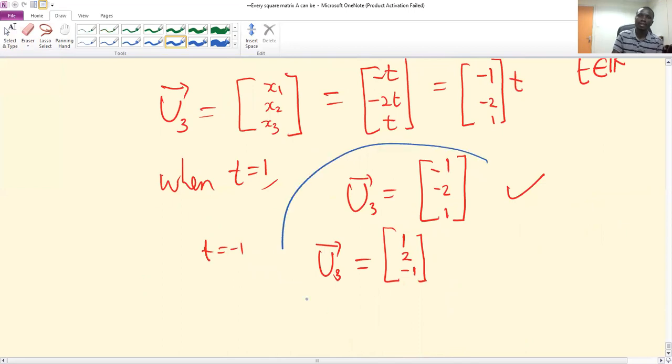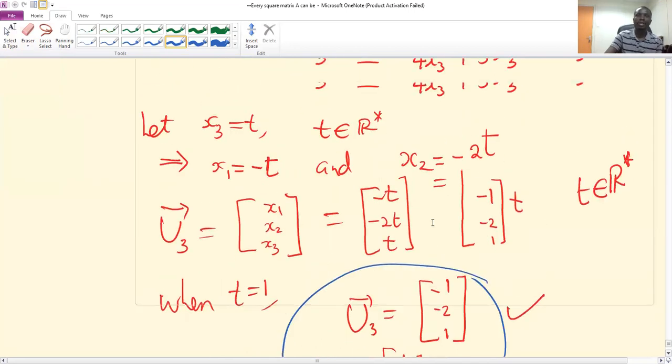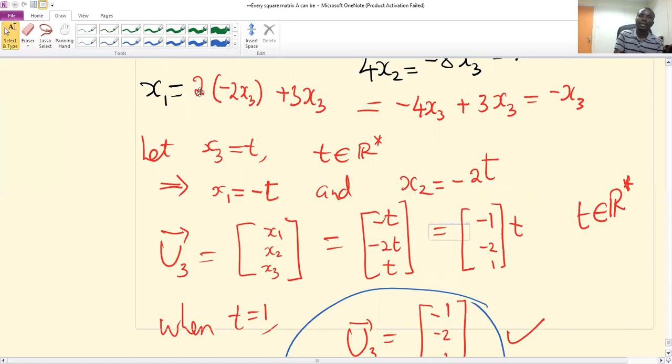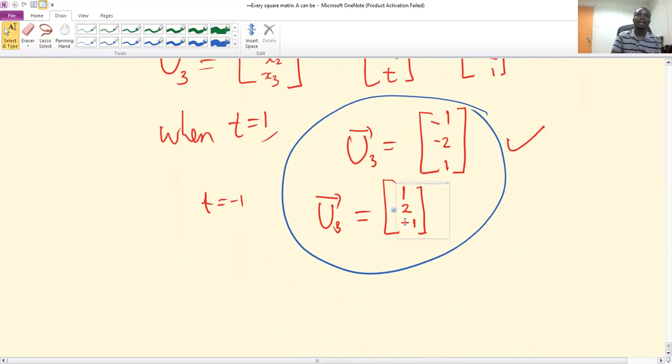To explain that these two are actually correct, from this point here, when you say x1 equals minus x3, and then I fixed x3 to be t, you can as well interpret the same thing as saying x3 is the same as minus x1. And so you fix x1. So when x1 is t, then x3 is minus t. Or when you fix x3 for t, x1 is minus t. So whichever way you fix them, both answers are still acceptable.